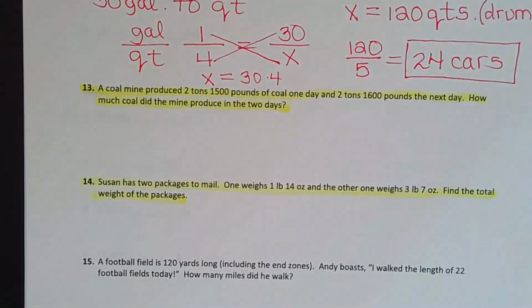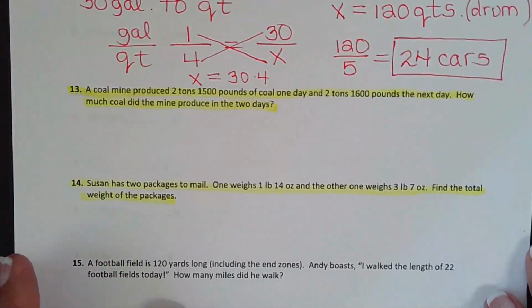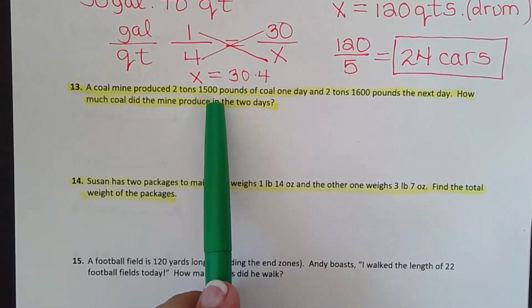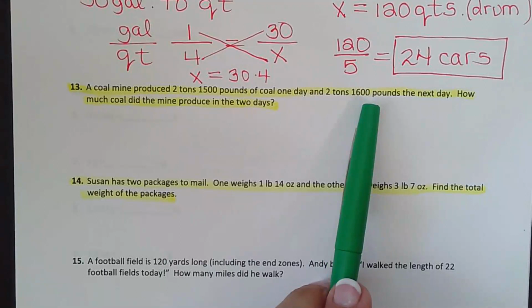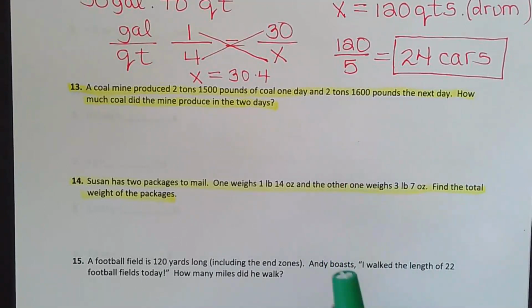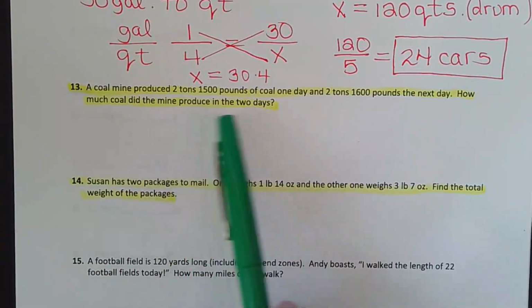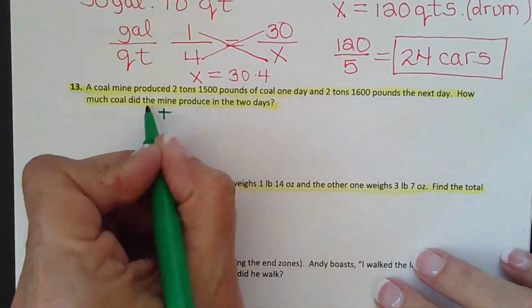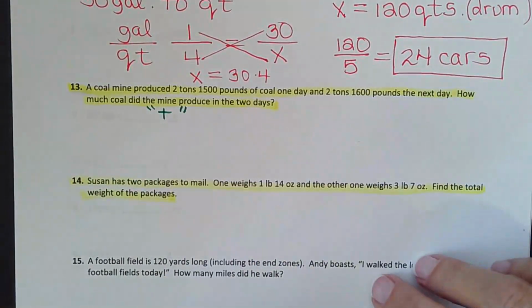Okay, so there's one like these two problems that I have highlighted here, and I'm going to do one. I'm going to let you do the other one because they're almost identical problems, so great to practice on. So we have 2 tons, 15 pounds were produced the first day, and 2 tons, 1,600 pounds the next day. How much coal did the mine produce in the 2 days? So hopefully everybody knows that means plus, right? Add the first day to the second day.